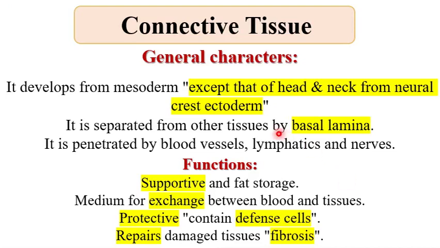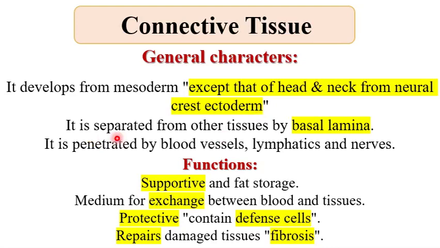The general character of connective tissue: it develops from the mesoderm, except that of the head and neck, which develops from neural crest ectoderm. It means that all connective tissue in the body is developed from mesoderm except connective tissue in the head and neck, which developed from neural crest ectoderm. Okay?